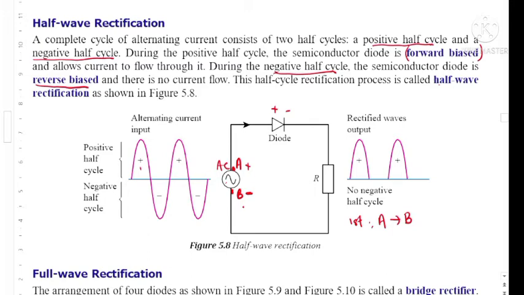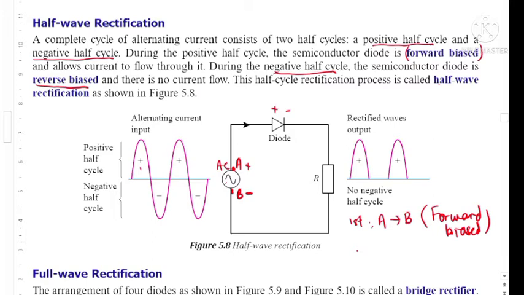When forward bias, current is allowed to flow. If the output part here is connected to CRO, CRO will display the waveform. You look at the negative part. This one is the first positive. Let's look at the first negative. This one.